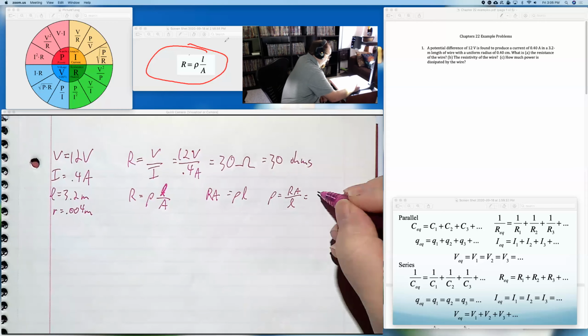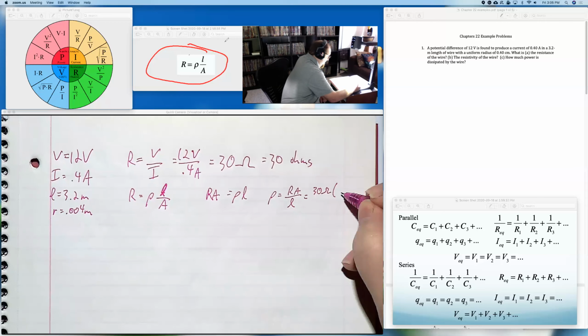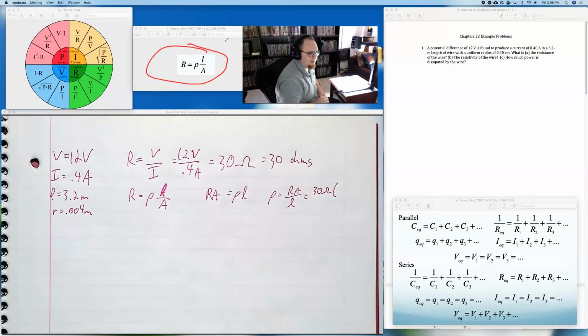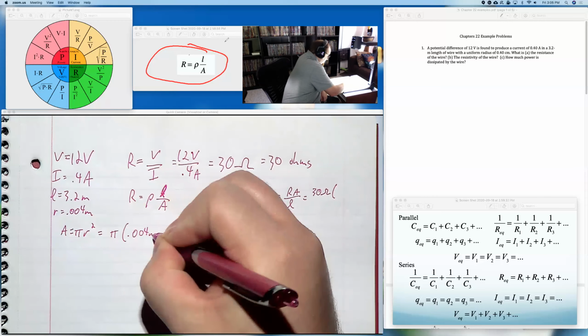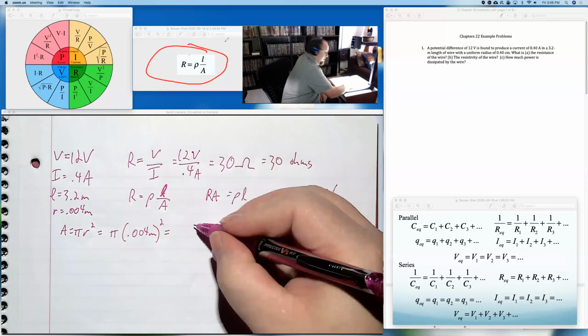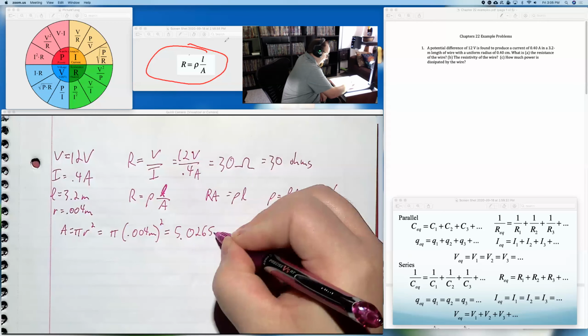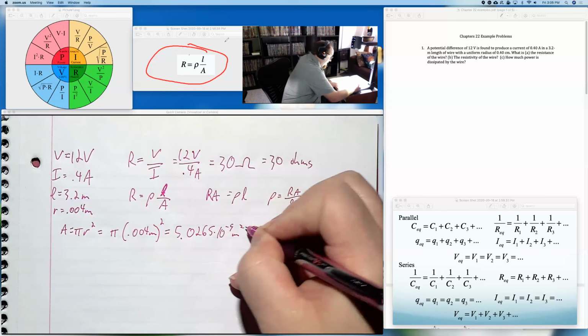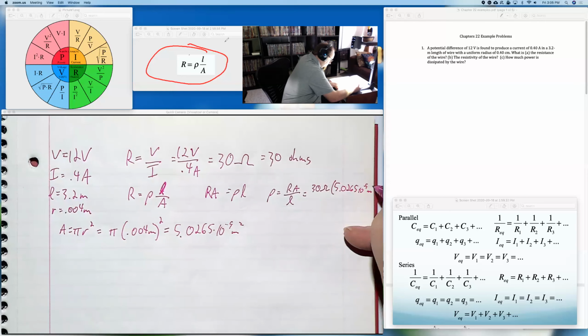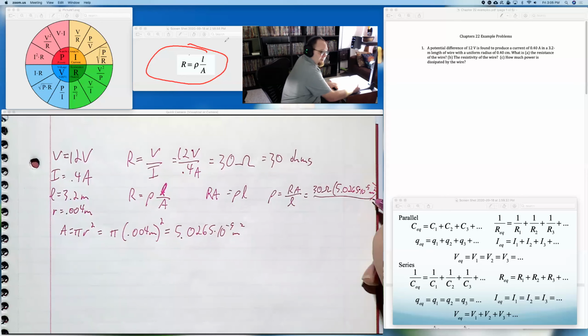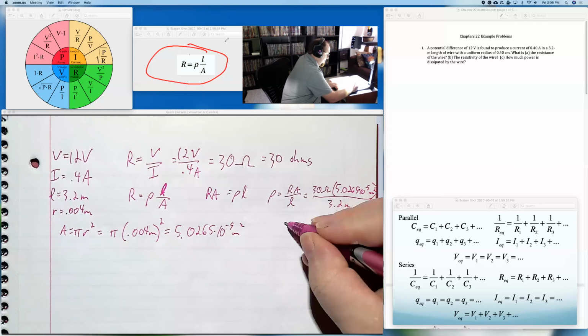And I can say it's 30 ohms times the area, but I didn't actually find the area. I gave a radius. If I give a radius, it must be round. So if I want to find the area of the circle, that's going to be pi r squared, or pi times 0.004 meters squared, which is 5.0265 times 10 to the negative fifth meters squared. So I'll put that for my area, over the length, which was 3.2 meters. And I can get my value.